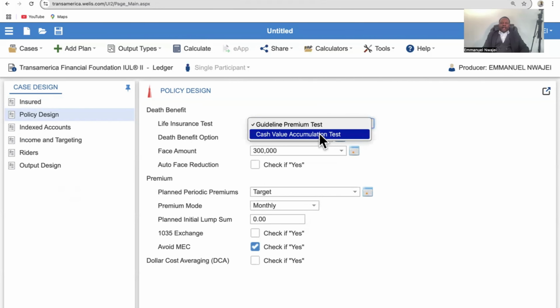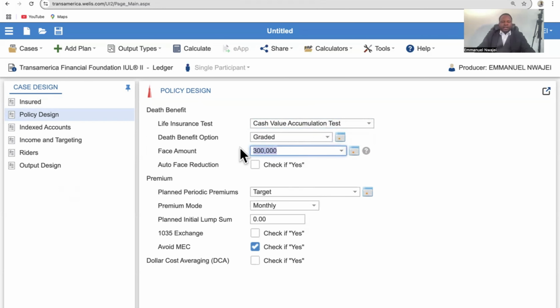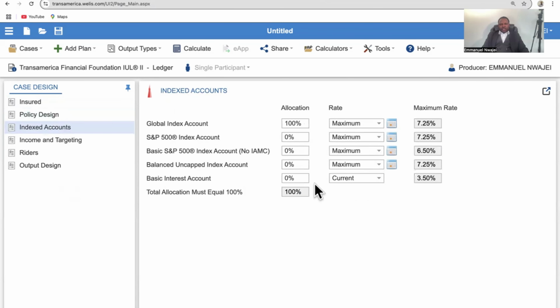Then why you are doing that is for cash accumulation tests. And here we have what they call graded. Let me say the person is taking a $1 million policy. You see that? Then I continue. You could do what they call monthly premium plan, semi-annual premium plan, annually, and the rest. Let me use annually in this case. Then I proceed to the next ones.